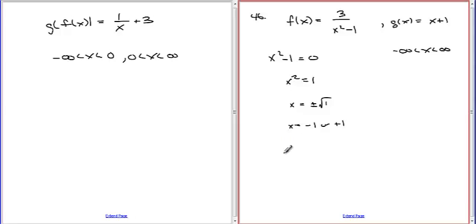So those are the two values of x. And therefore, the way you do it, you could say all real numbers except x equals negative 1 and x equals positive 1. So that's the domain of this one.